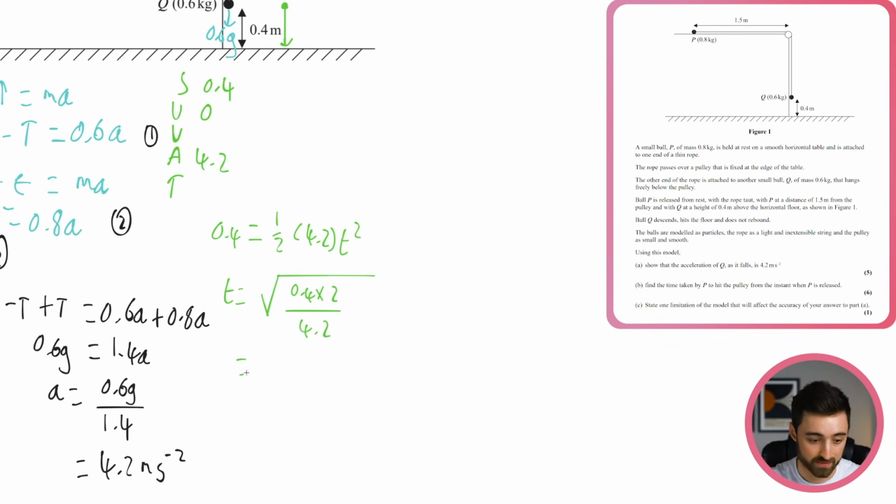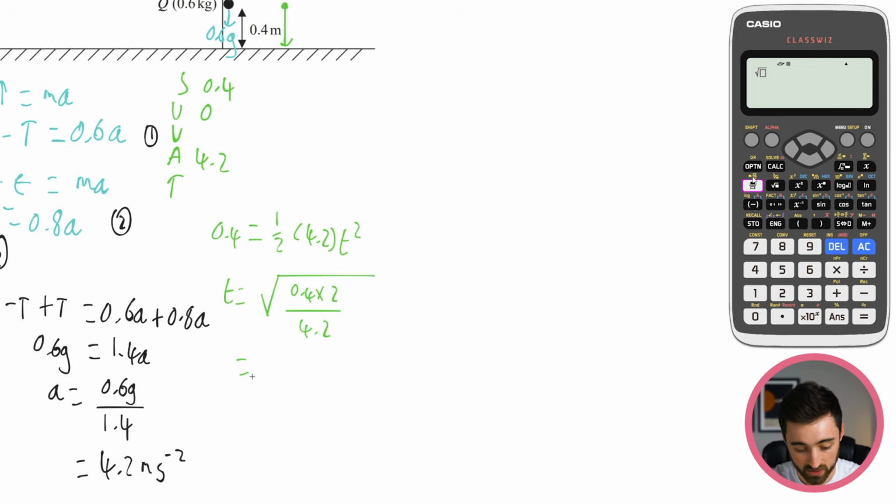It's going to be that, isn't it? So let's work that out quickly. Get a fraction, 0.4 times 2 over 4.2, and that gets me a grim surd. It's going to be 0.43643... That's 5 sig fig. That'll be enough for now.